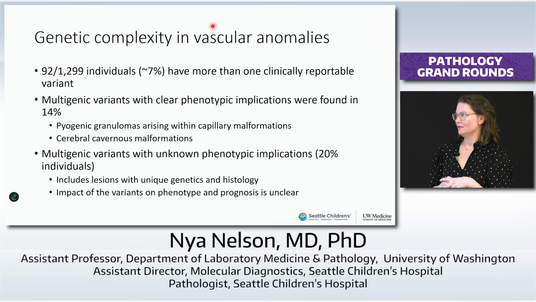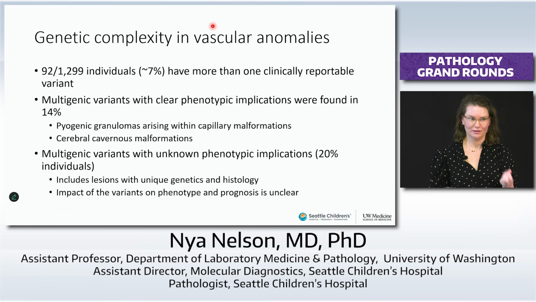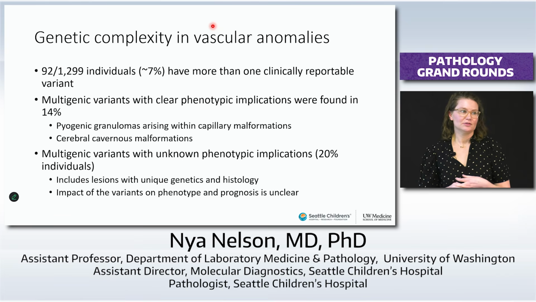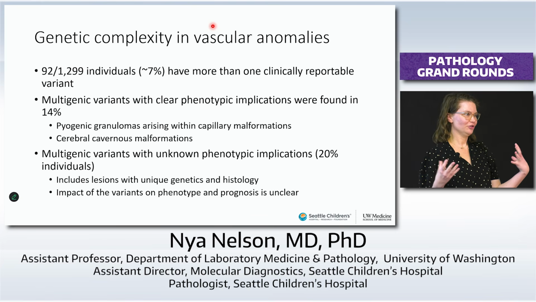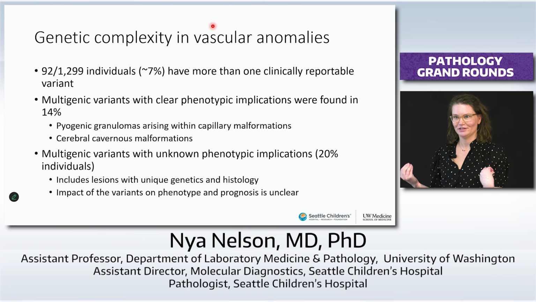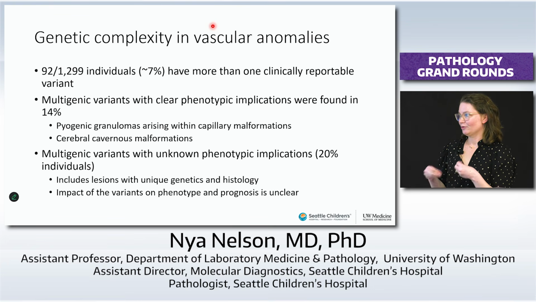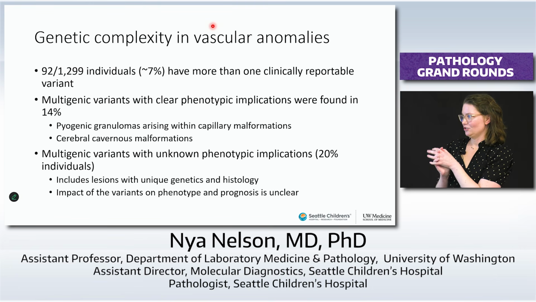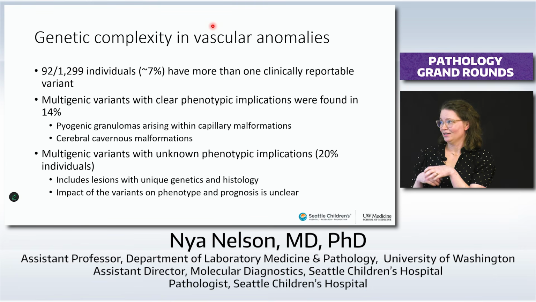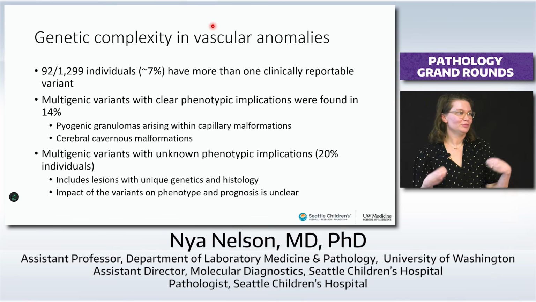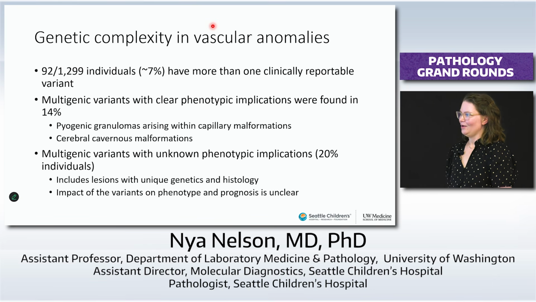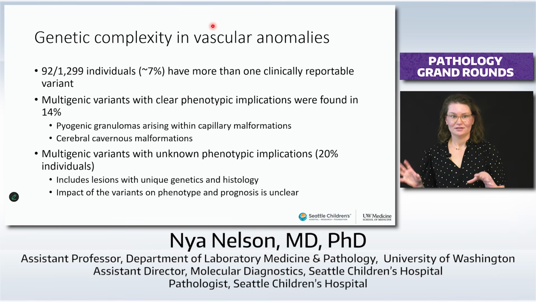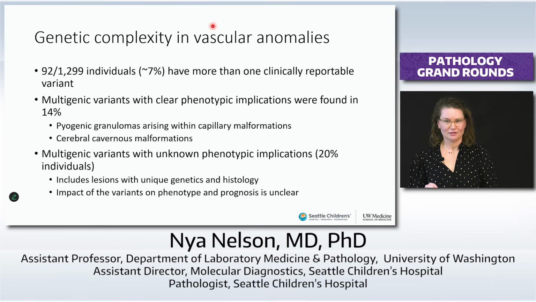So to summarize what we know about genetic complexity and vascular anomalies, within our VANC cohort, about 7% of individuals have more than one clinically reportable variant. And those include some interesting groups like our individuals that have pyogenic granulomas arising in capillary malformations, or those individuals with cerebral cavernous malformations. And additionally, out of these 92 individuals, 20% of them actually have unique lesions that have multigenic variants where we don't know the role that those are playing. And those lesions often also have unique histology to go along with the unique genetics.